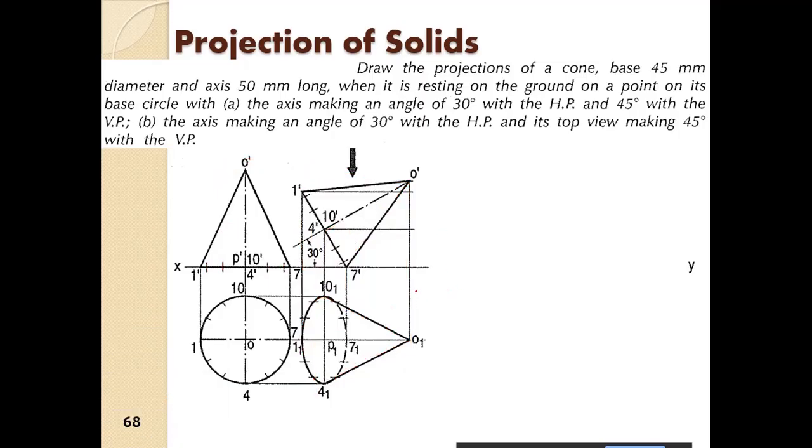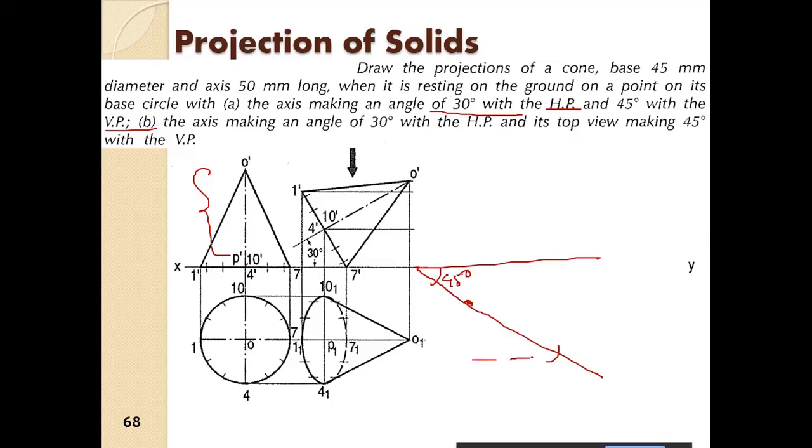So now again, the axis is making an angle of 30° with the HP and 45° with the VP. So the next step is to again get a point, and you drop a line which is at 45°. Again here what we have to do is take the length of the cone and mark the length of the cone, at 45° with the VP.